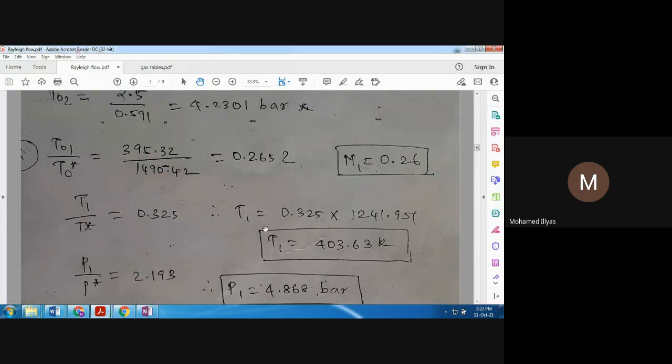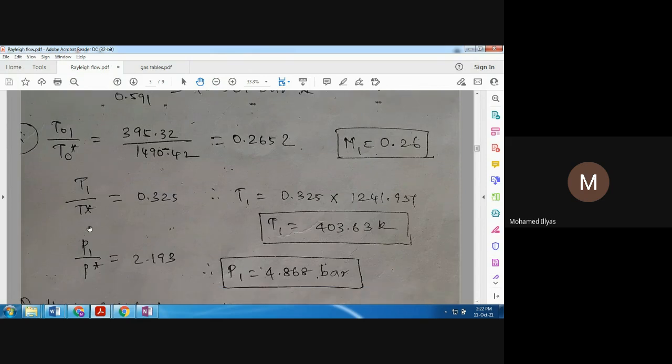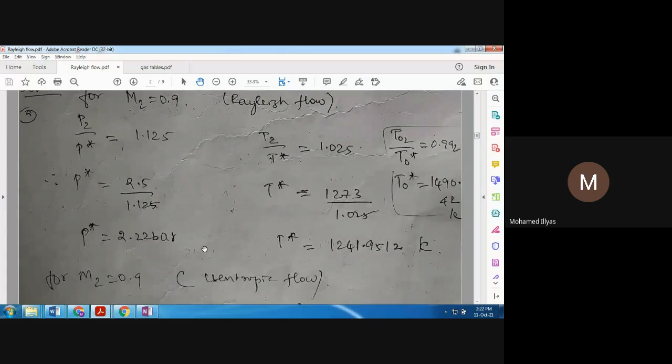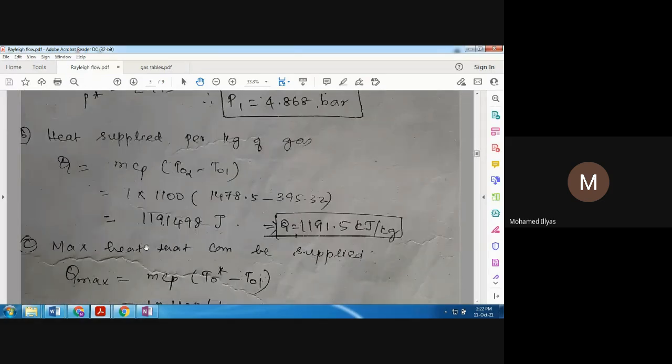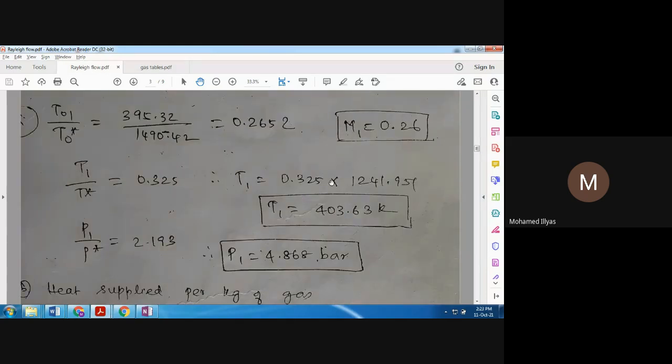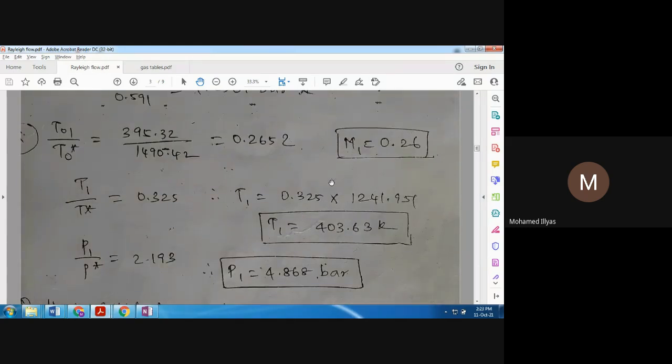So once we got this, we already know these critical properties T star and P star. We have calculated the T star and P star values: 1241.95 and 2.22 bar. So that we can get our T1 and P1, which are the required inlet properties, combined with M1 also. These three are the first parameters we needed to find.